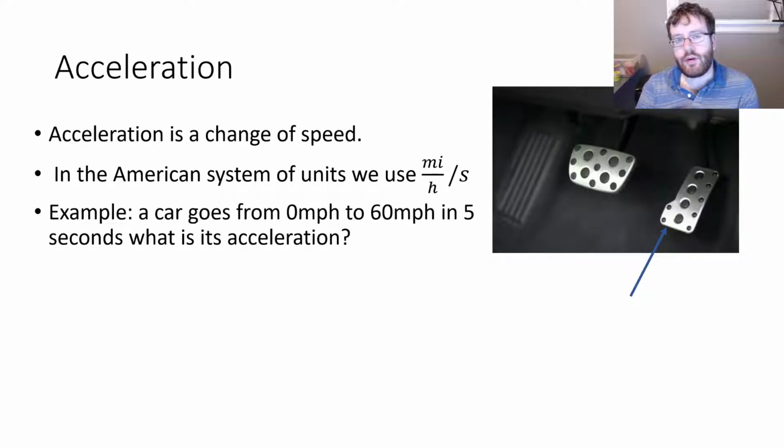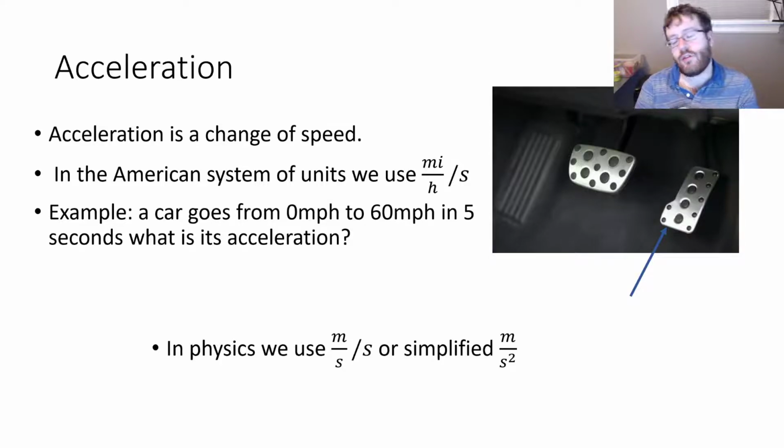So if we have an example car that goes from 0 to 60 miles per hour in 5 seconds, what is its acceleration? Well, it would be basically 60 divided by 5, which is 12 miles per hour per second.